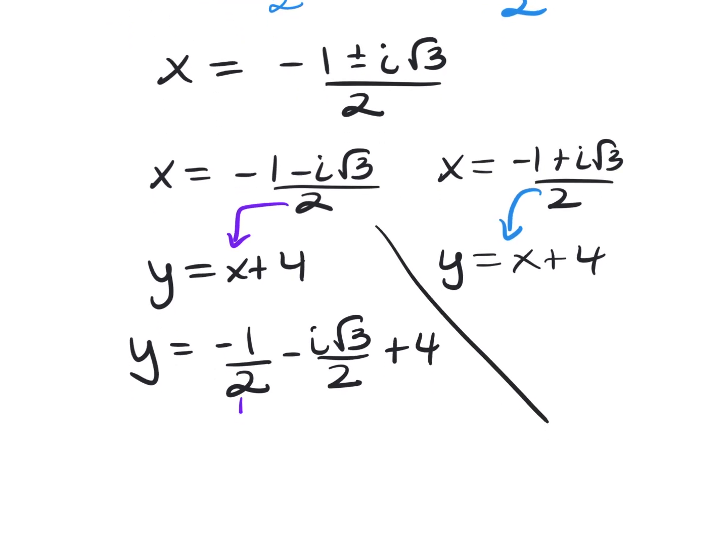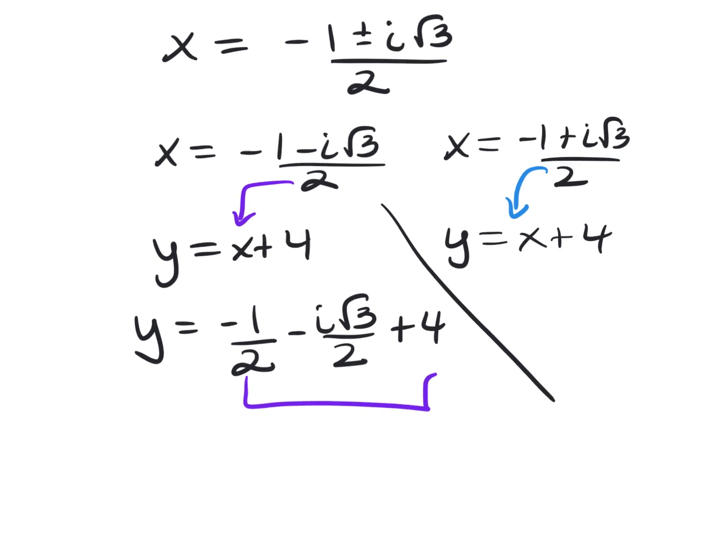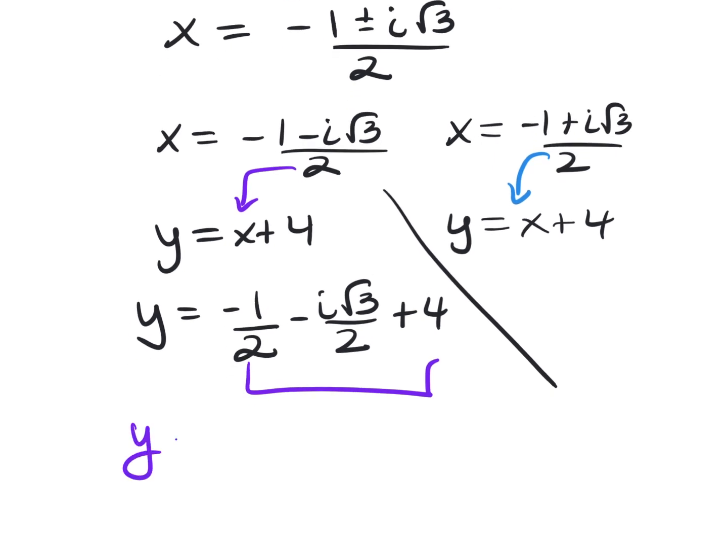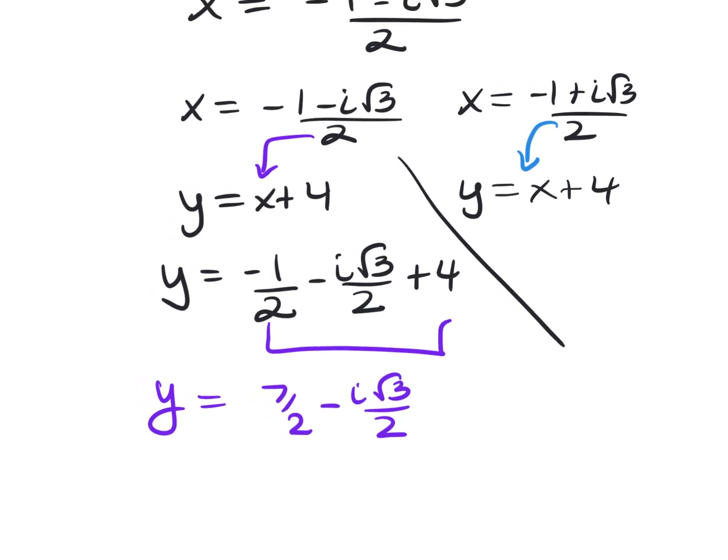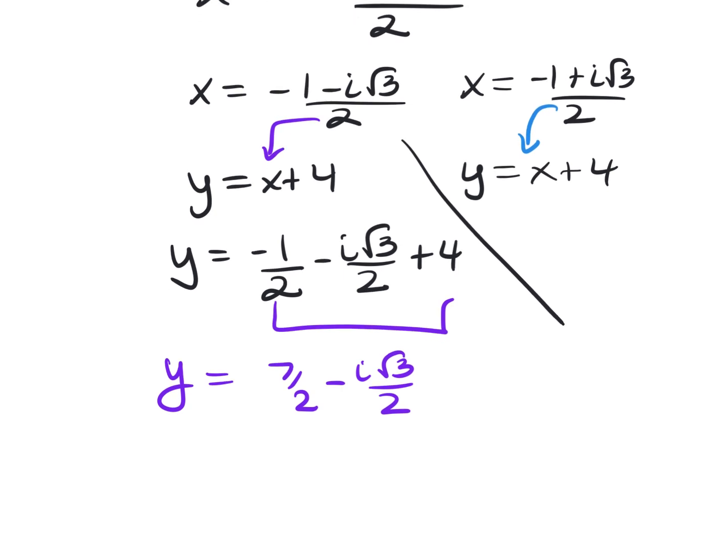Notice I can combine these two like terms. So then this would give me y is equal to 3.5, or I'll make it 7 over 2, minus i root 3 over 2. That's the y value. So the ordered pair on an SAT would be -1/2 minus i root 3 over 2, comma, 7 over 2 minus i root 3 over 2.